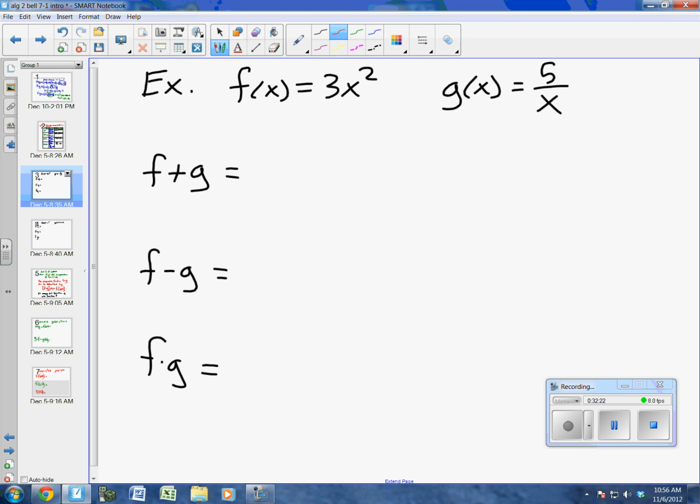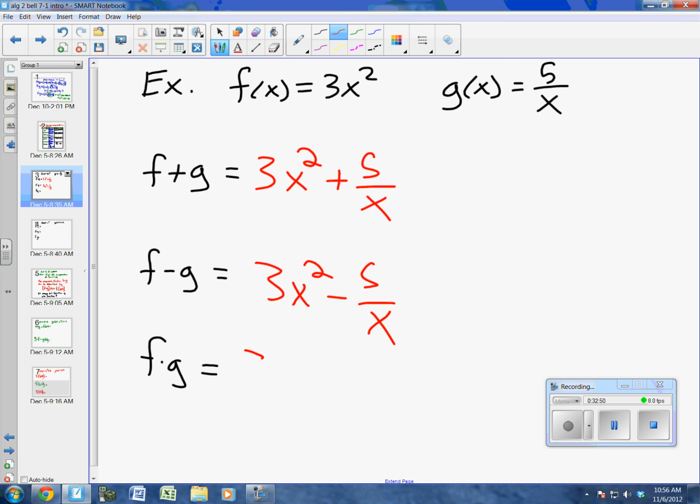3x squared plus 5 over x. Yeah, you guys, this one right here would be 3x squared plus 5 over x. Do we have any like terms there? No, we're done. That's all you have to do. And then look at this one, 3x squared minus 5 over x. No like terms. You're done.